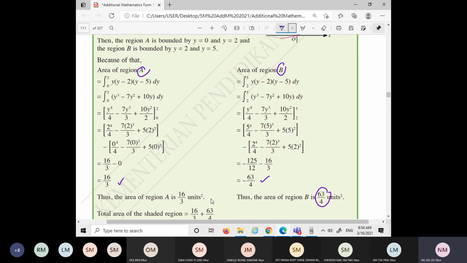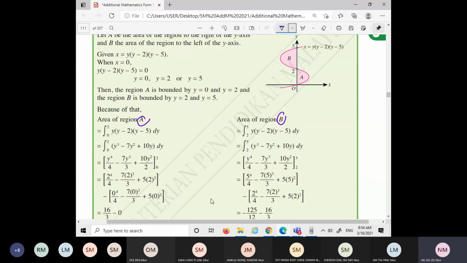Before that, how to integrate? Let's say we look at region A, from 0 to 2. The 0 to 2 you take from the y-axis, so this is dy, and this is x. Same thing, I can't integrate x with respect to y, so you have to change x in terms of y. From where do you get it? From here. So 0, 2, and then y minus 2, y minus 5, dx. This is how you get it.